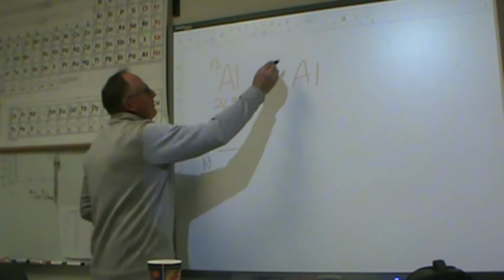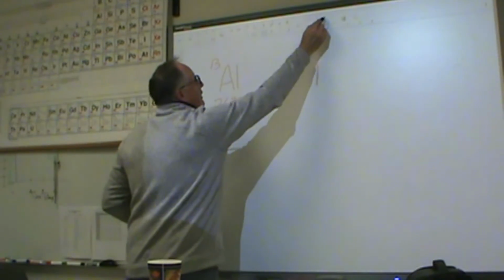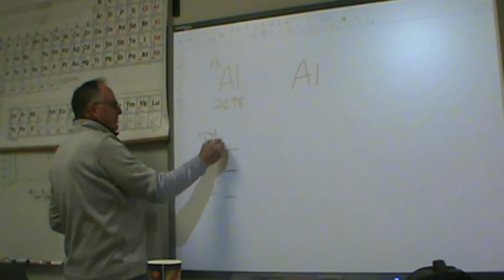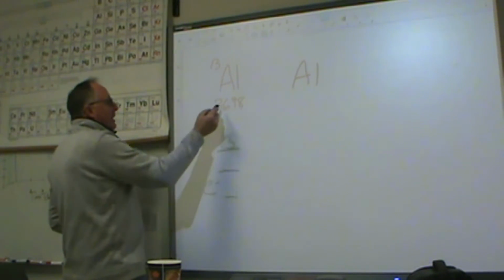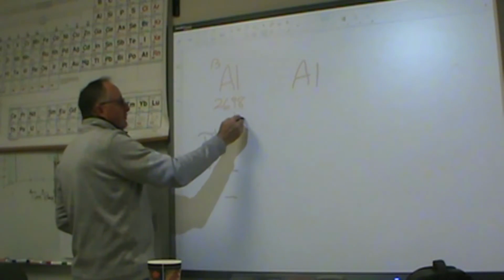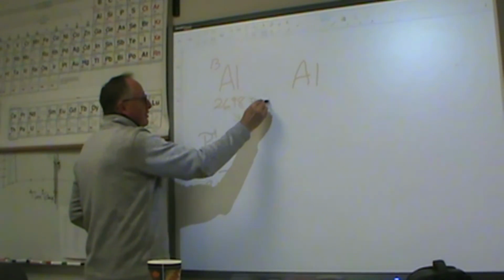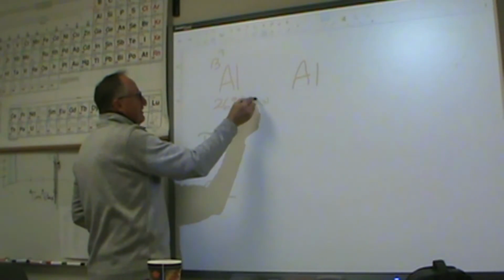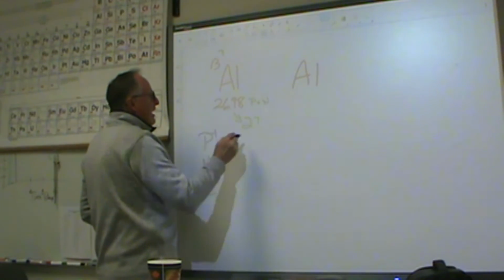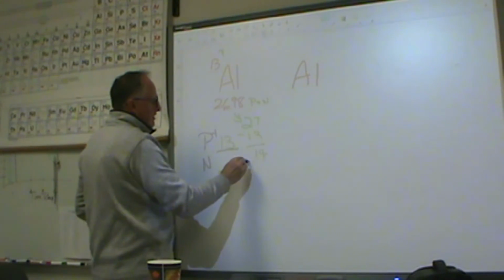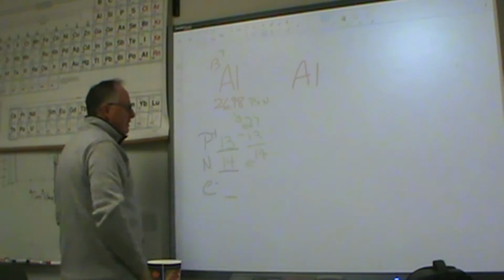We're going to do the protons, neutrons, electrons. There would be 13 protons, and this would go to the nearest whole number, which would be 27, and this is protons plus neutrons. This is protons, so if I take this, subtract this, I'm going to get the number of neutrons. That's going to go here, so I get 14.